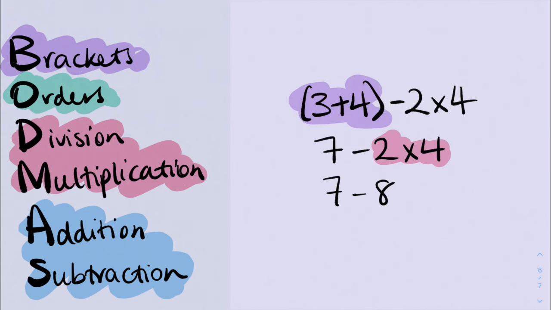And then finally, we do our addition and subtraction. So we do both of those at the same time as well. And again, we just read from left to right. And this is all that's left in our equation. So we have 7 minus 8, which equals -1.